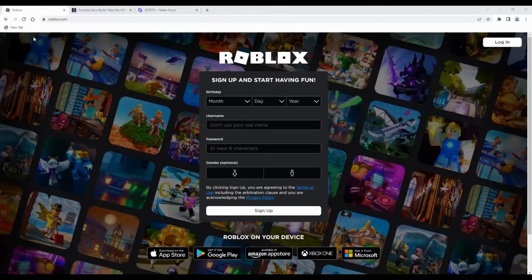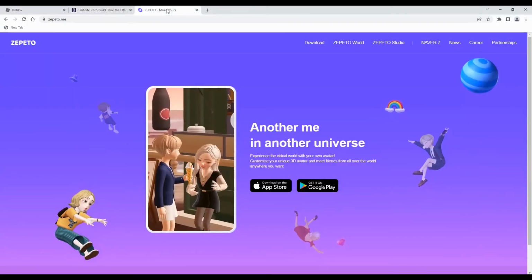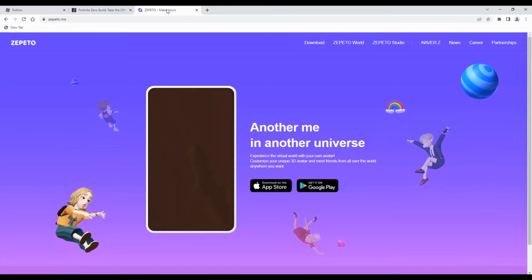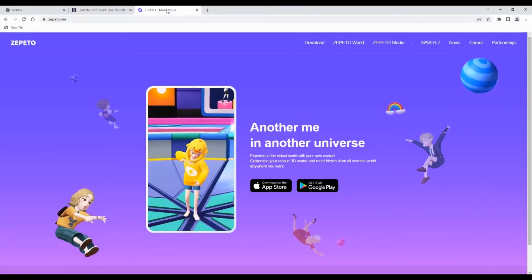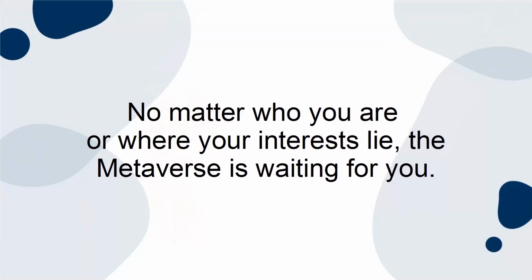While gamers may flock to the metaverses of Roblox or Fortnite, fashion aficionados may enter brand metaverses like Zepeto to see how an outfit would look on them before actually having to try it on. No matter who you are or where your interests lie, the metaverse is waiting for you.